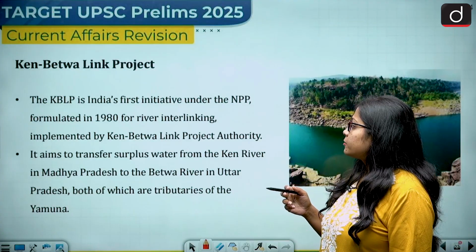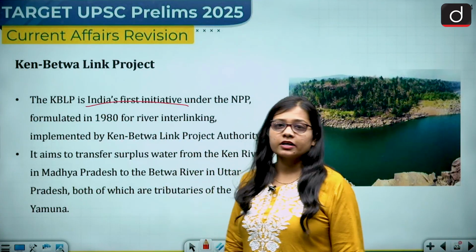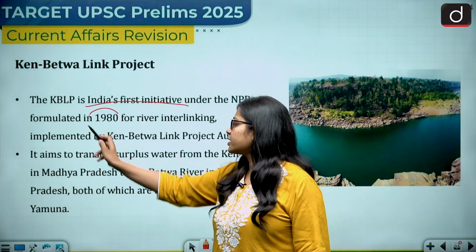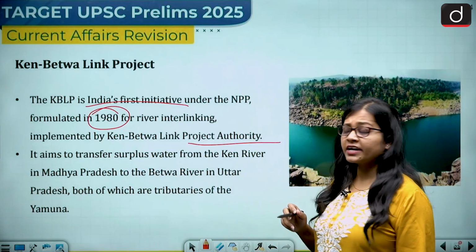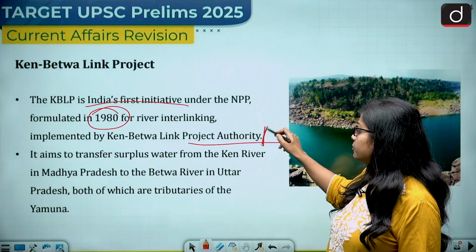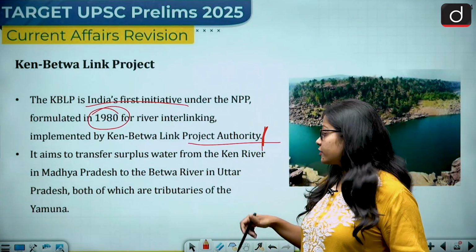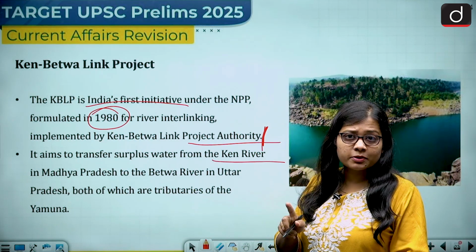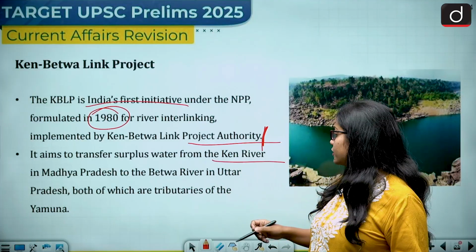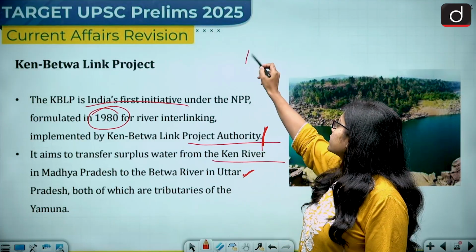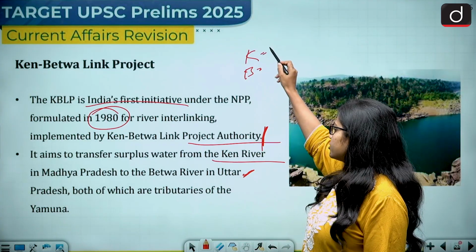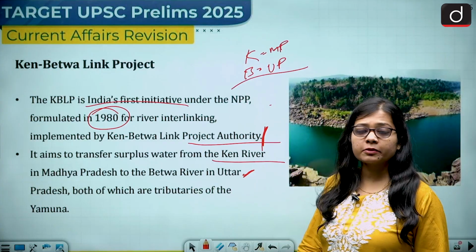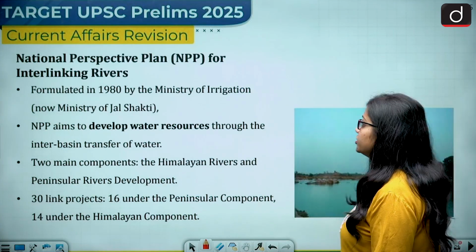Now, the Ken-Betwa link project is India's first initiative under the National Interlinking River Project, which was formulated in the year 1980 and has been implemented by the Ken-Betwa Link Project Authority. Aim is to transfer water from Ken River, and the Ken River is present in Madhya Pradesh, to the Betwa River. Betwa River is present in Uttar Pradesh. See, Ken River and Betwa River. Ken is Madhya Pradesh, Betwa is Uttar Pradesh, and Ken and Betwa both are tributaries of Yamuna.